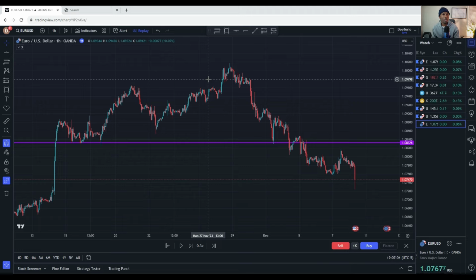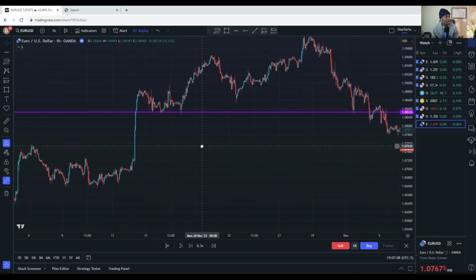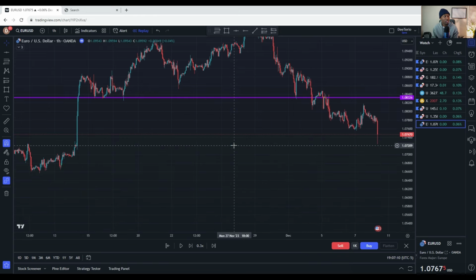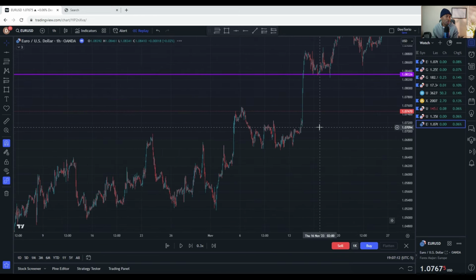I'm in replay mode. I didn't know I was in replay mode. But anyway, it came down and started hitting it as resistance. Let's go out, we can go back to the left. What happens to the left always happens to the right. So you can go back as much as you really need to, honestly. I'll go back maybe a month.